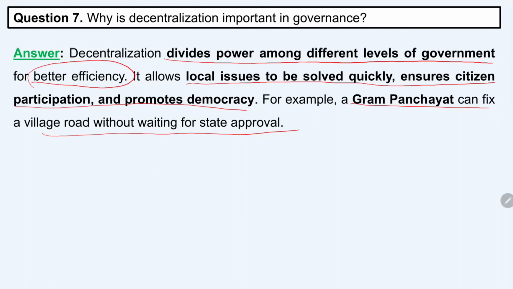Suppose a road in a village is damaged, it is not necessary for them to wait for state approval to repair that road. They can simply do it on their own, by holding a gram sabha, that is the meeting where the village members will come, participate and discuss it, and decide that they are going to repair the road. In this way they can do it without state approval. If they wait for state approval, it will take a very long time, isn't it? So the development process will be hampered. This is why decentralization is important. It gives power into the hands of the people, especially to look after and ensure local governance.